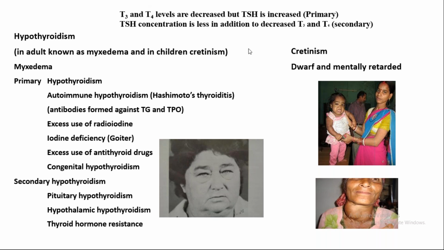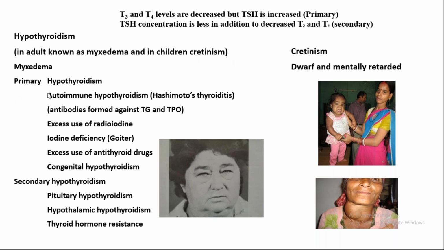In hypothyroidism, how is it identified: primary and secondary. Primary means the gland itself is involved, and secondary means the hypothalamus or anterior pituitary is involved. When a blood sample is taken and T3, T4, and TSH are estimated, in primary, T3 and T4 levels are decreased, but TSH level is increased. And in secondary, TSH concentration is less in addition to T3 and T4. All three are less. Now, hypothyroidism in adults is known as myxedema, and in children as cretinism.